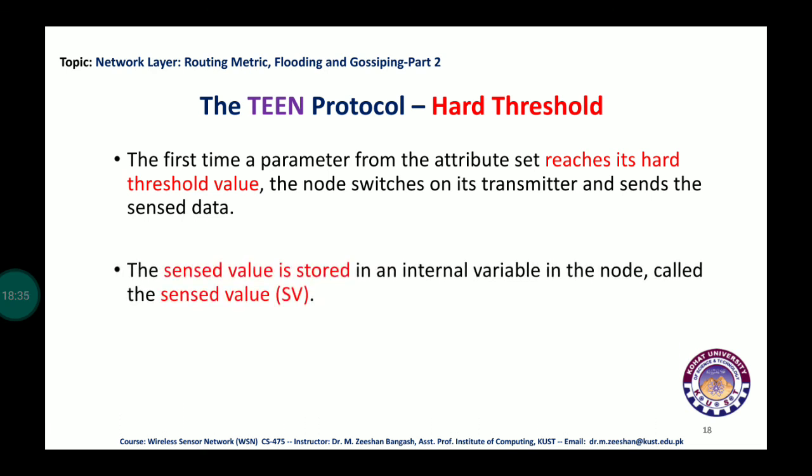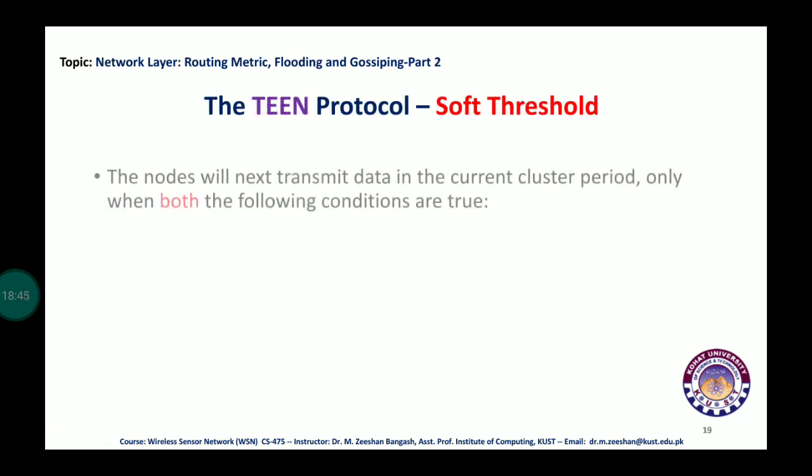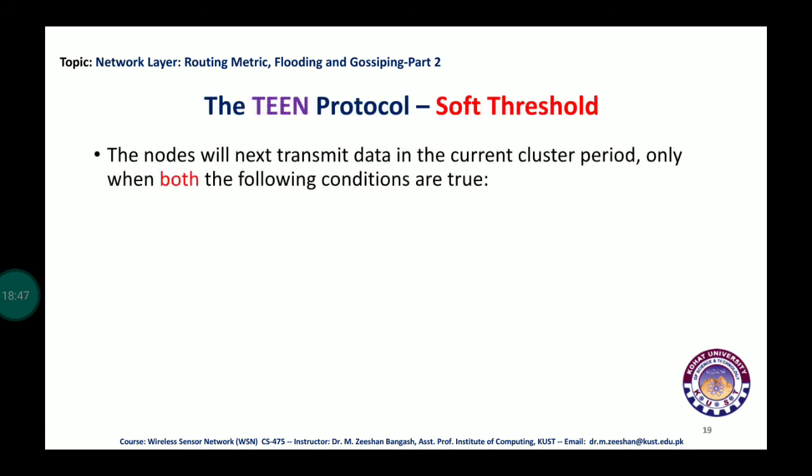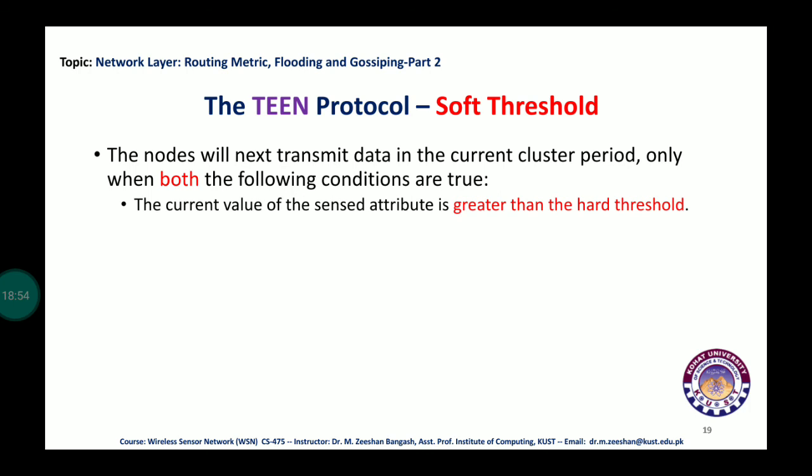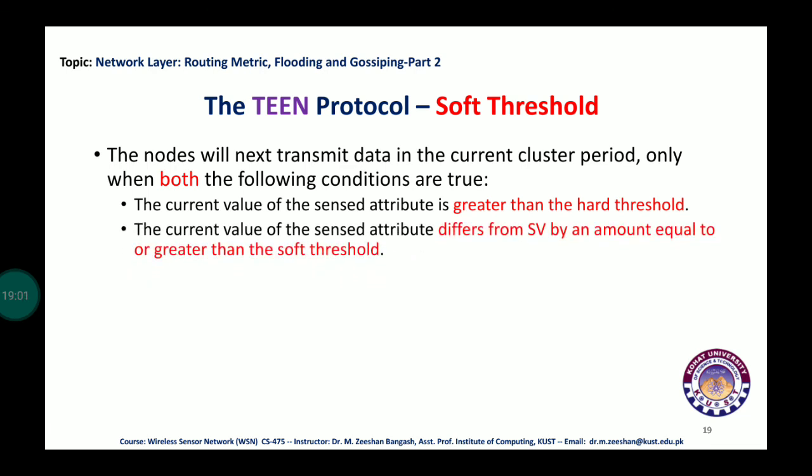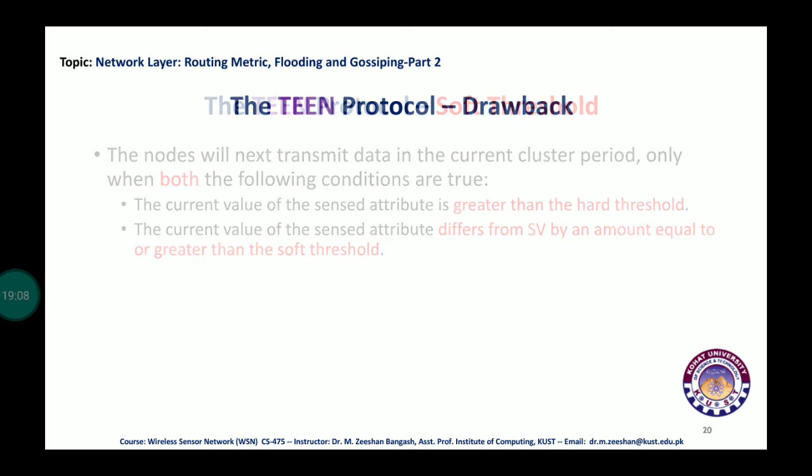The sensed value is again stored in an internal variable in the node, which we can call SV, or sensed value. The nodes will next transmit data in the current cluster period only when both of the following conditions are true. The first condition is that the current value of the SV is greater than the hard threshold, and the second condition is that the current value of the SV differs from the previous SV by an amount equal to or greater than the soft threshold. So this is the mechanism.